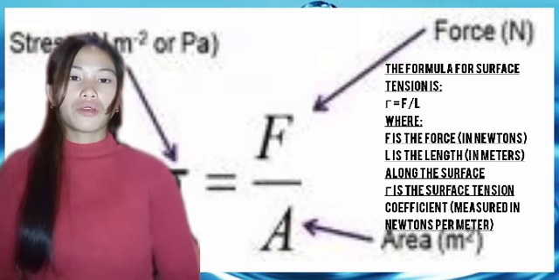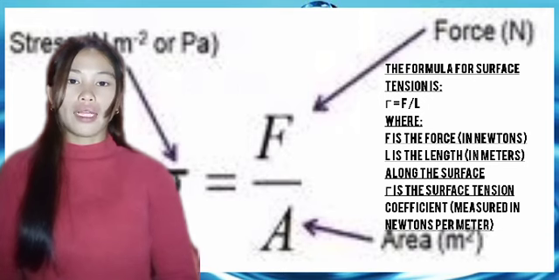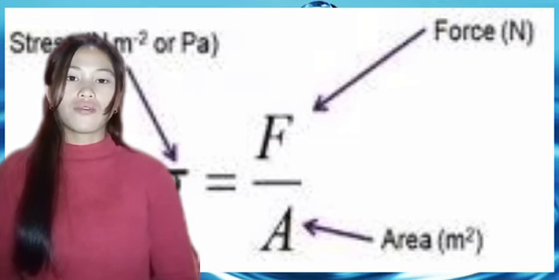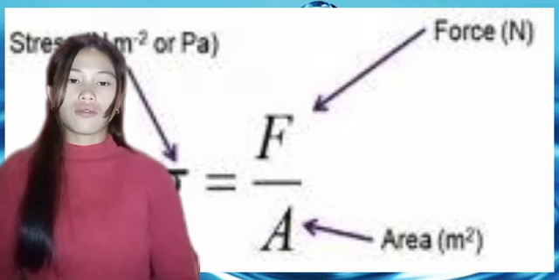The formula for surface tension is γ = F/L, where F is the force measured in newtons, L is the length in meters along the surface, and γ is the surface tension coefficient, measured in newtons per meter. In simpler terms, surface tension is the force that acts at the surface of a liquid, pulling the surface molecules inward to minimize surface area.